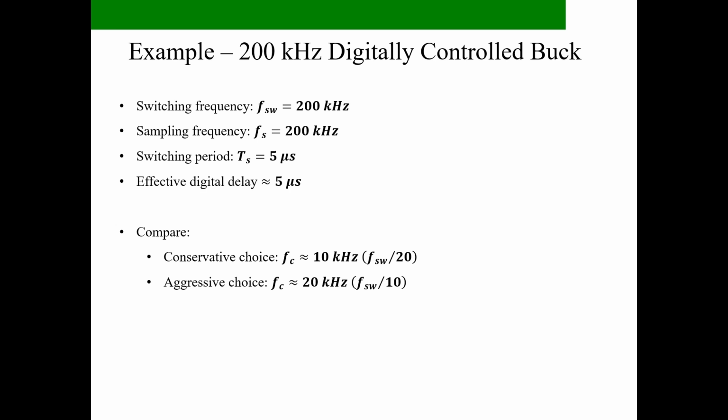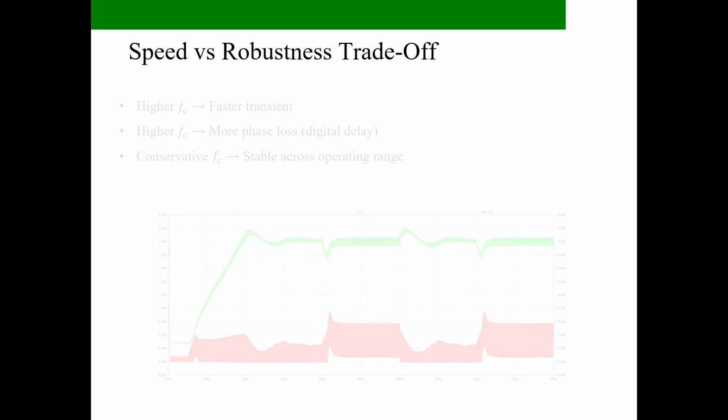Even though 20 kHz might look attractive because of a faster transient response, digital delay significantly reduces phase margin. That is why I prefer starting conservatively at 1/20th of the switching frequency, especially in industrial applications where robustness is more important than pushing bandwidth.